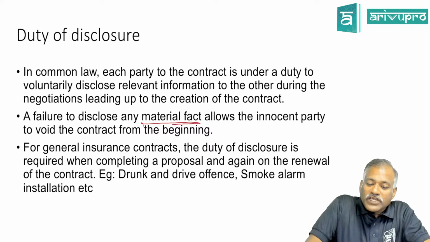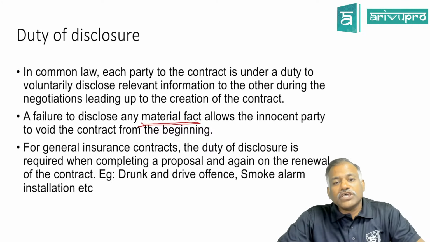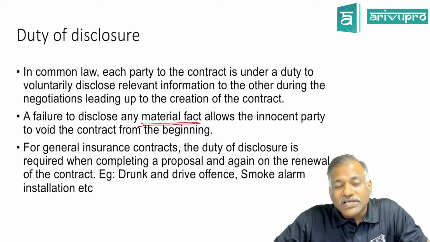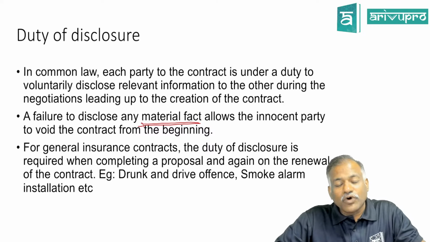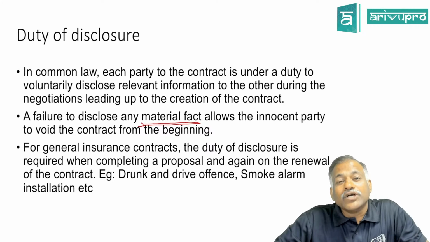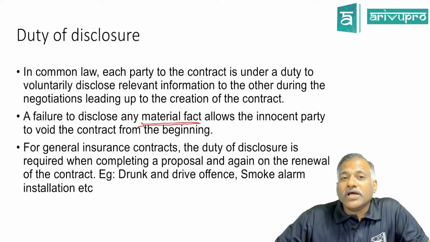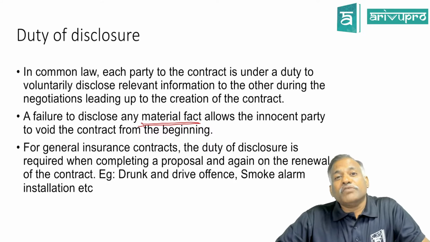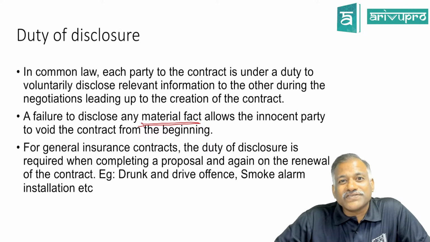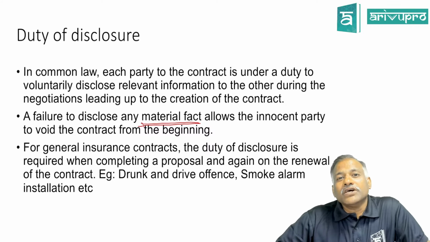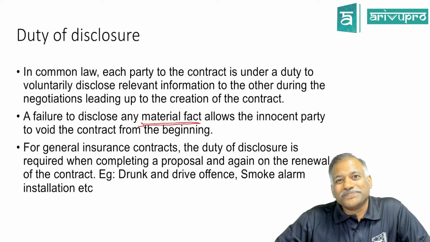A failure to disclose any material fact allows the innocent party to void the contract from the beginning, which means that if you hide anything or if you misrepresent any material fact, though the contract is done, though the policy is issued, subject to conditions, I may reject the claim, telling that you did not give this information. You have hidden this information at the time of applying for insurance. You did not disclose this information, so you failed to comply with the utmost good faith principle of disclosure, right?